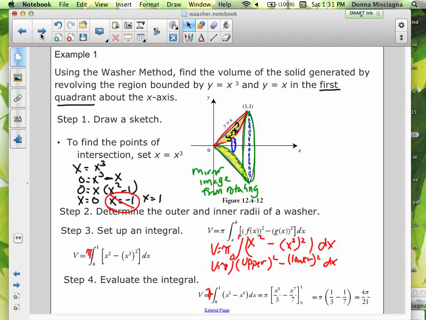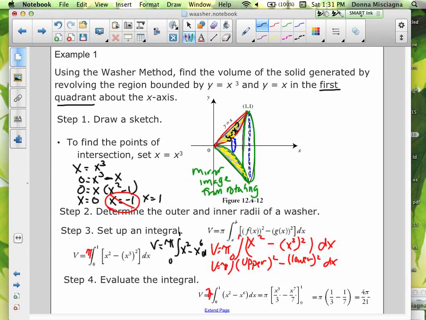If I square this, the volume equals pi integral from 0 to 1 of x squared minus x to the 6th dx. So we integrate that. I have it written down there too. It's going to be pi times x cubed divided by 3 minus x to the 7th divided by 7, evaluated from 0 to 1.